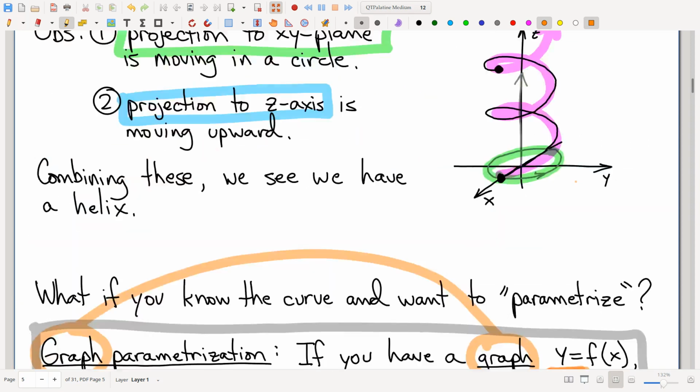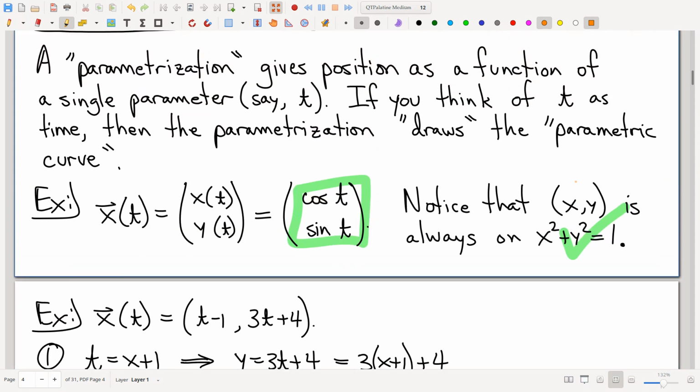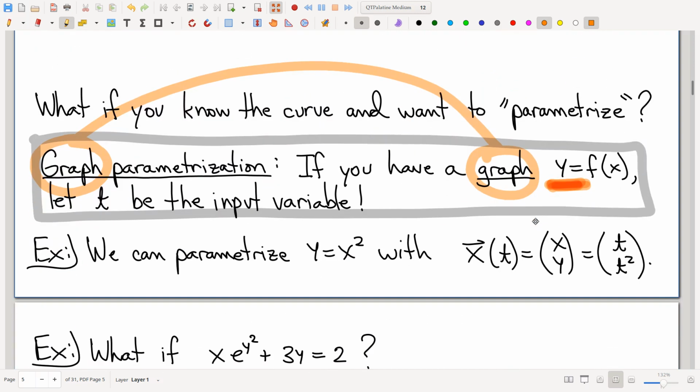For example, look back to here. This curve right here, I cannot solve for one of the variables as a function of the other because there would be multiple values, and that's not what a function is. So not all curves are graphs, but some curves are graphs. And when they are, here's the simple method. It's so easy. Whatever is the input variable to that function, in this case x, just let that equal t. That's all it is.